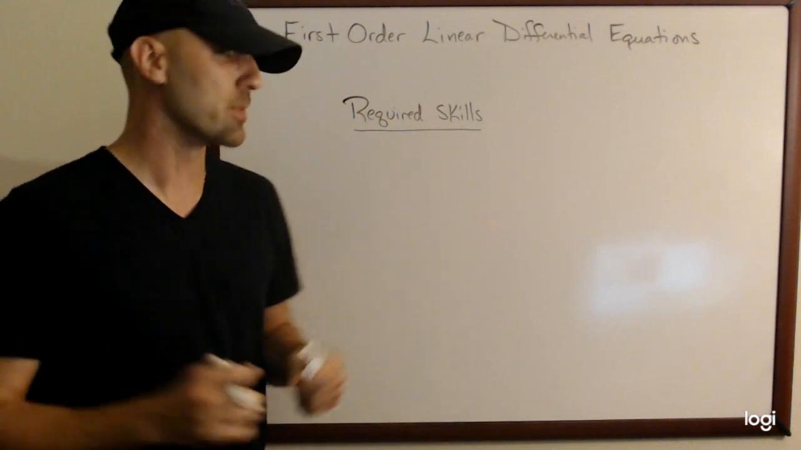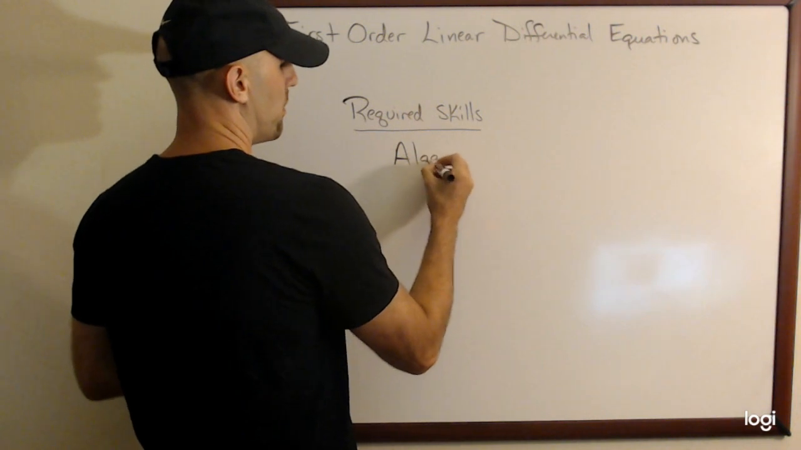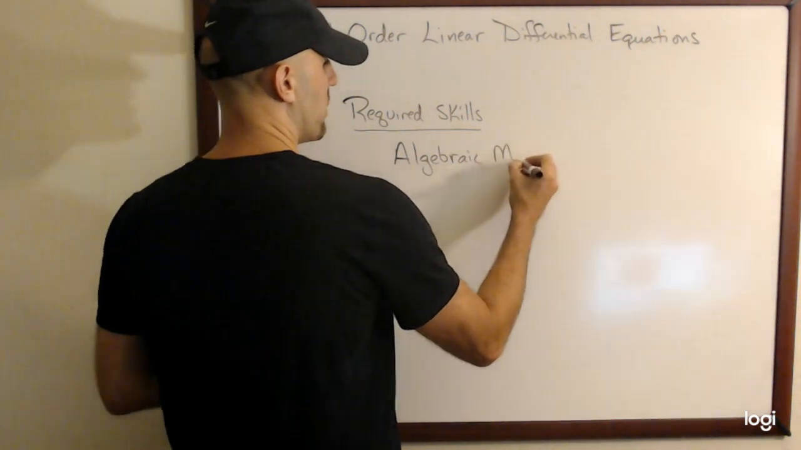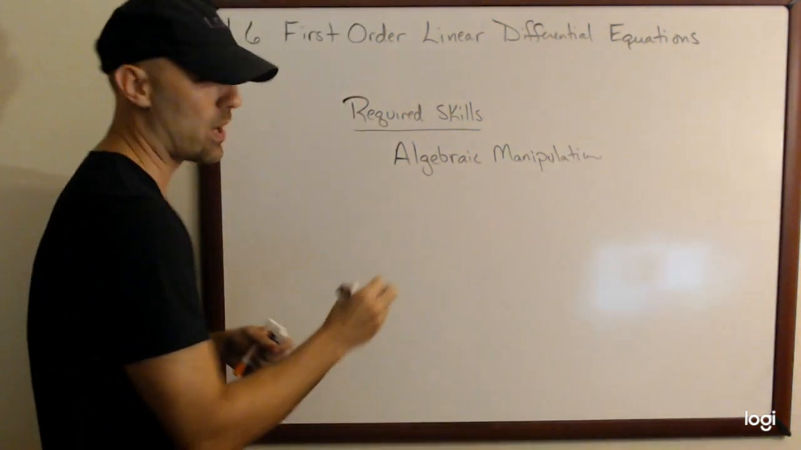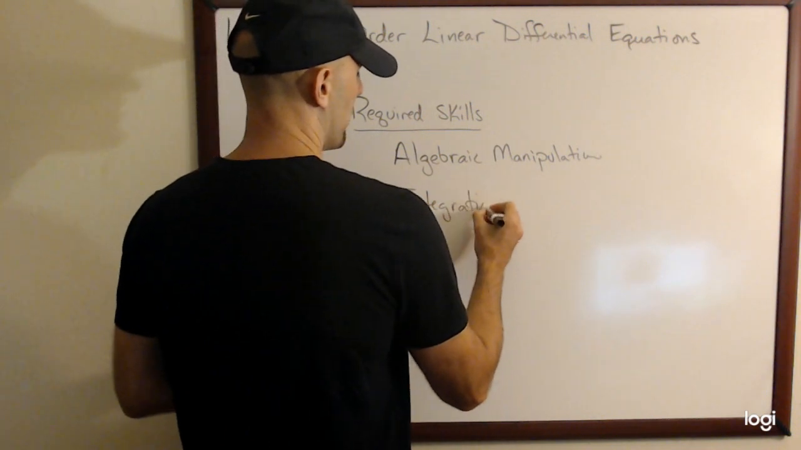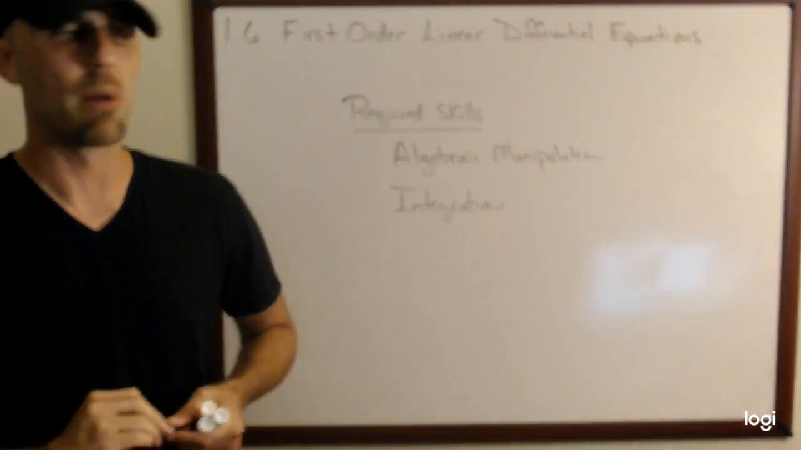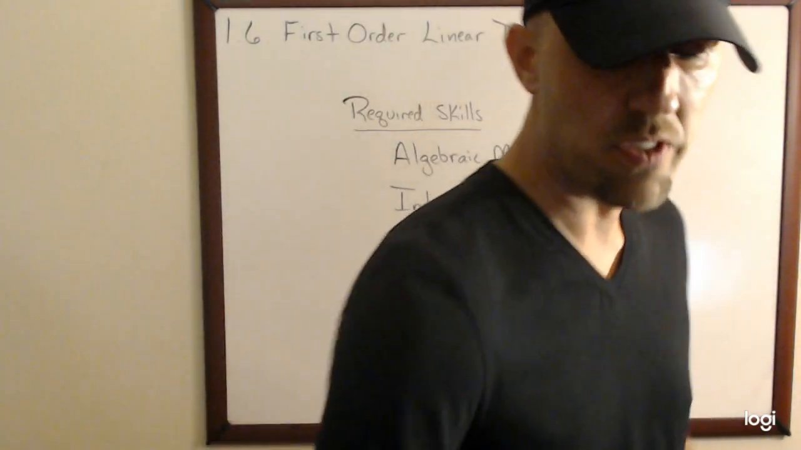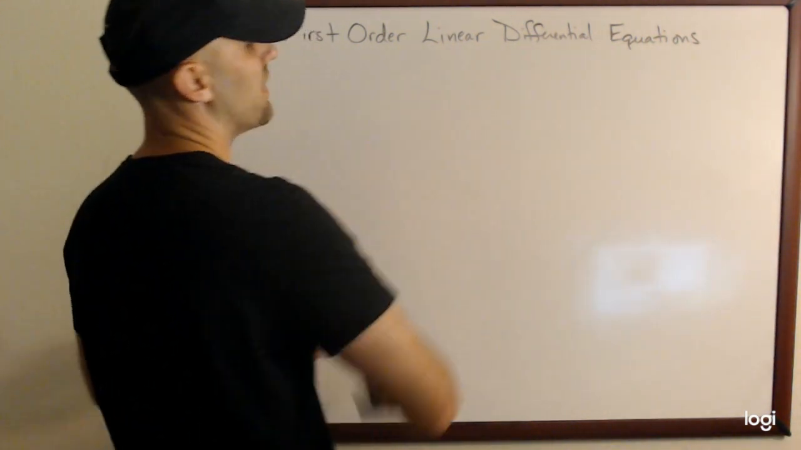As usual, we'll start with our requisite skills, and not a whole lot you'll need past section 1.4. We still will need some algebraic manipulation, the ability to move things around an equation, as well as the ability to integrate. Some integration techniques, by parts, substitution, whatever it is that the problem calls for. Things from Calculus 2. So this is another section based on just a singular technique that we're going to use to solve a specific type of differential equation.